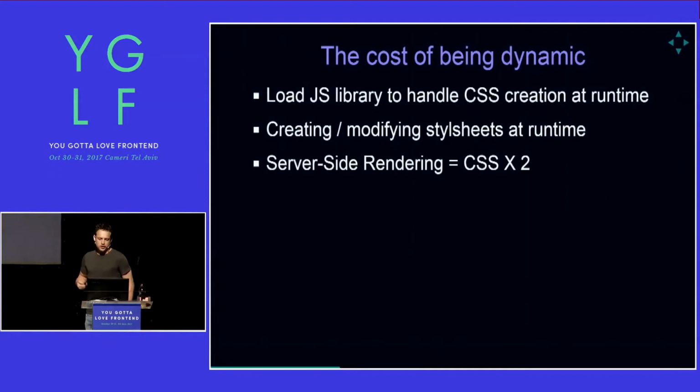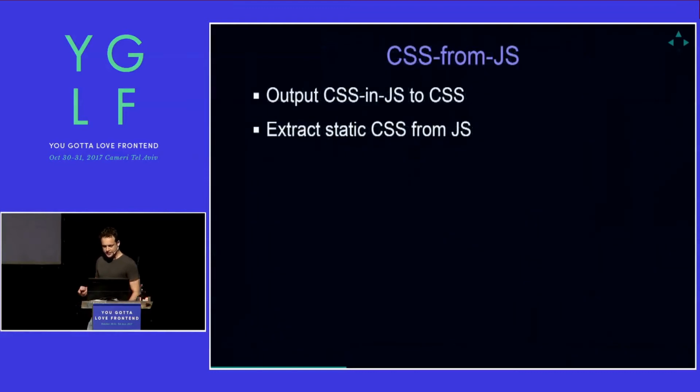We need to load the JS and CSS JavaScript code into our runtime dependencies. We are creating and modifying CSS at runtime, causing the browser to reflow and repaint. And if we are doing server-side rendering, we are serving the same CSS twice, first as CSS and then as JavaScript. And the CSS community and CSS-in-JS community is aware of these issues and are working to solve them.